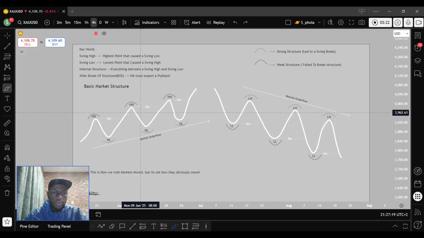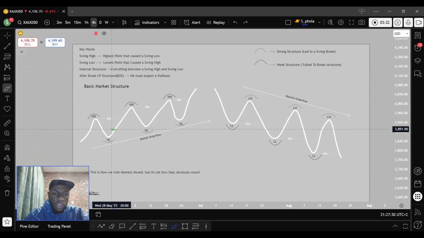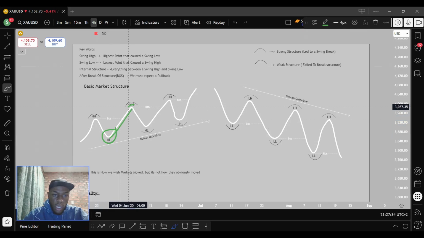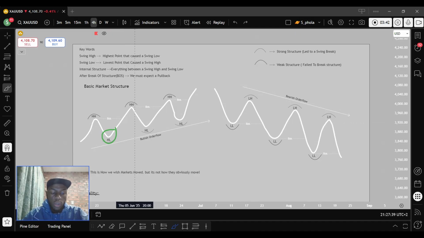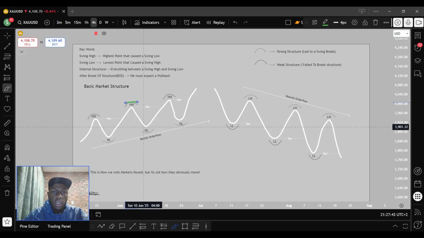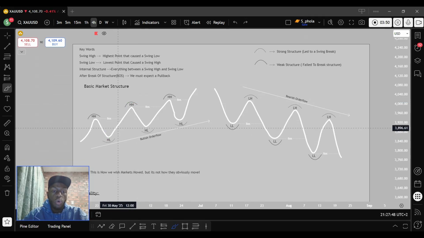Then another keyword is swing low, which is the lowest point that caused a swing high. So that is what a swing low is. To recap: a swing high is the highest point that caused a swing low, and a swing low is the lowest point that caused a swing high.